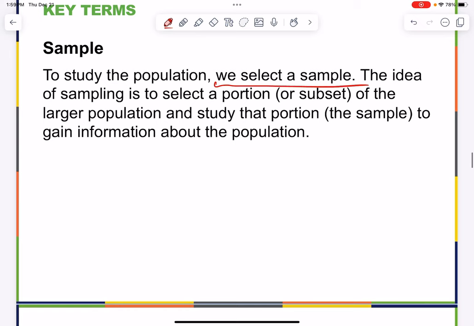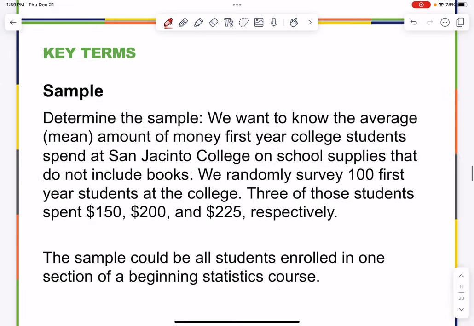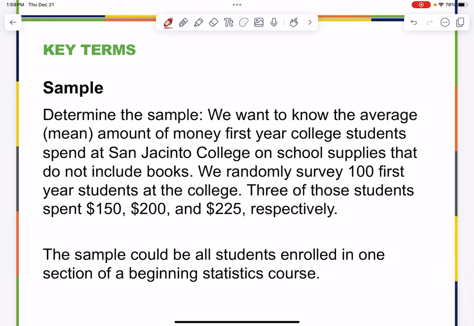Okay, so we've got a sample, and the sample is just the portion that you are studying. Let's go back to our example here. Determine the sample now. Remember the first-year college students. The sample is those 100 individuals that were surveyed. That is the sample.